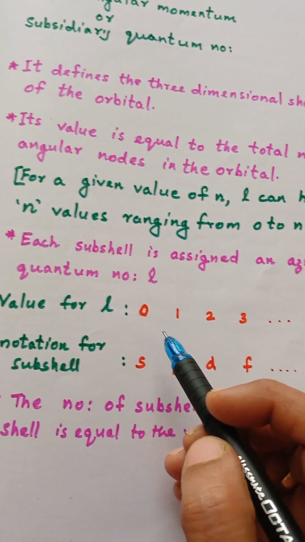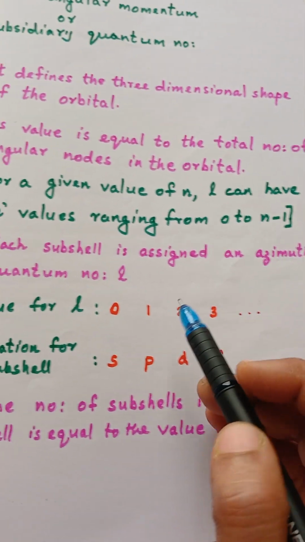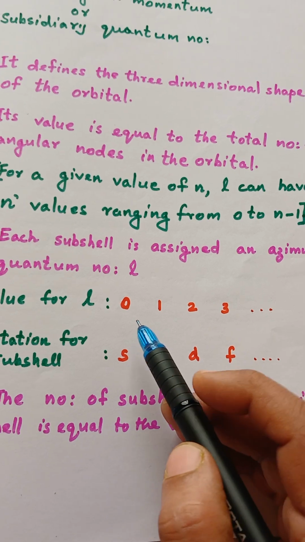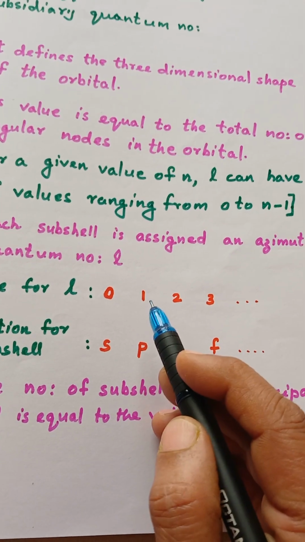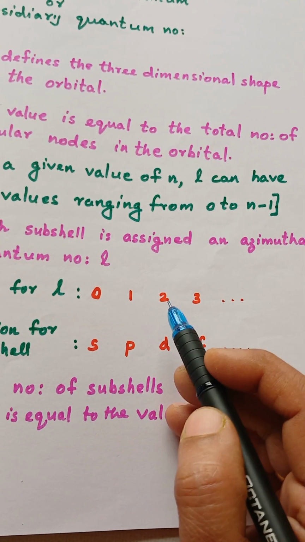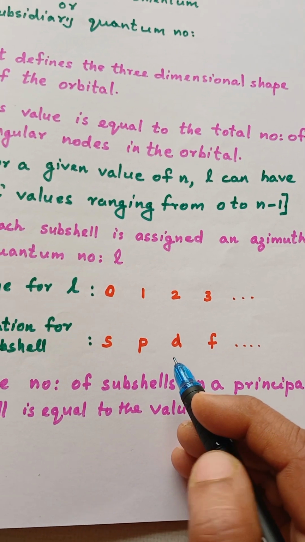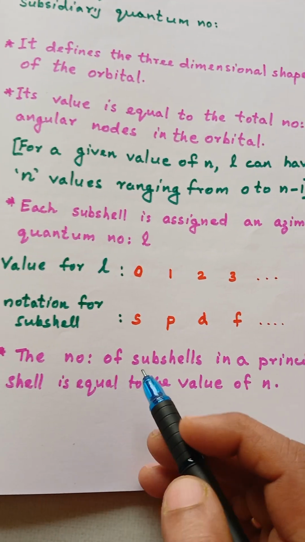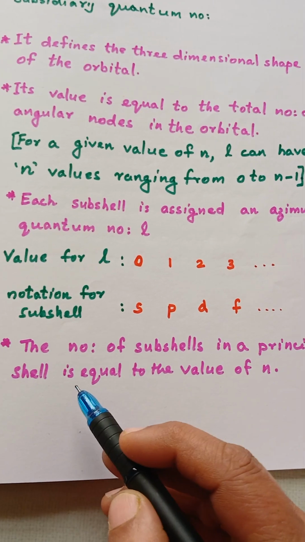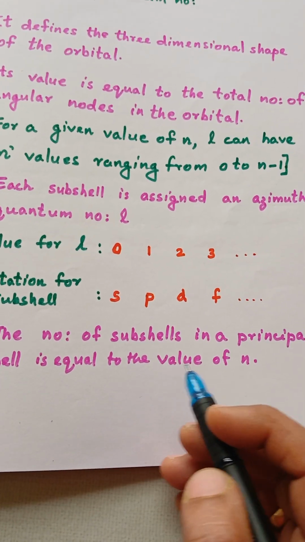Each subshell is assigned an azimuthal quantum number L. If L is 0, the subshell is s. If L is 1, the subshell is p. If L is 2, the subshell is d. If L is 3, the subshell is f. And the number of subshells in a principal shell is equal to the value of n.